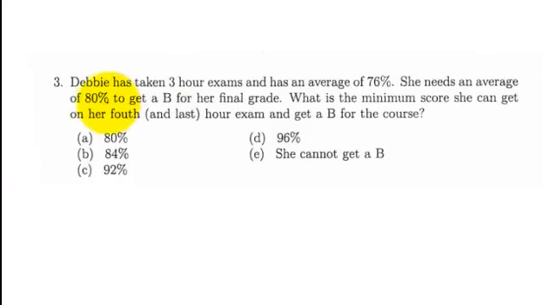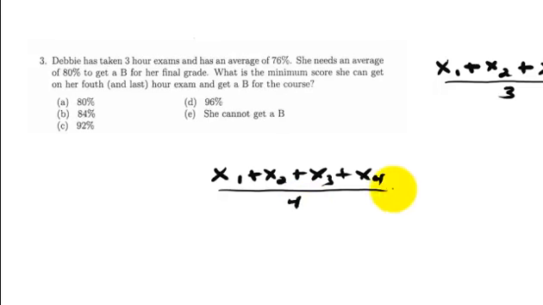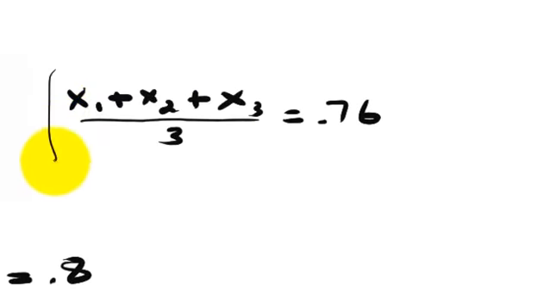Alright, so that's what I know. She needs an average of 80% to get a B. So that means I want my 4 exams, when I add them together and divide by 4, I want 0.8. And I want to know what this score is. The thing is, I don't know what x1, x2, and x3 are. If I don't know what these are, I'm not going to be able to find this one out. But that's exactly what this up here does.